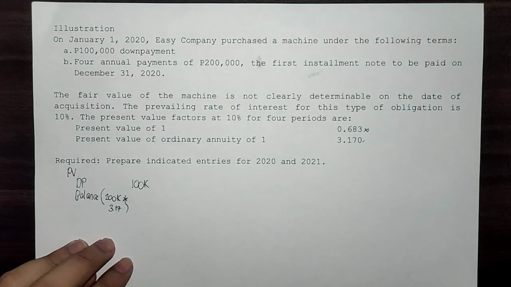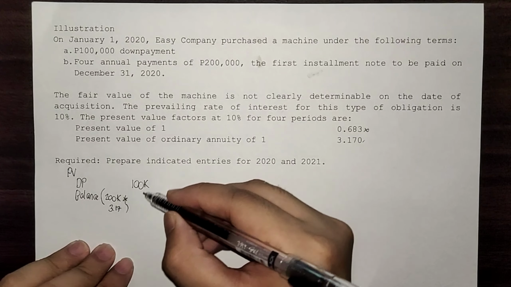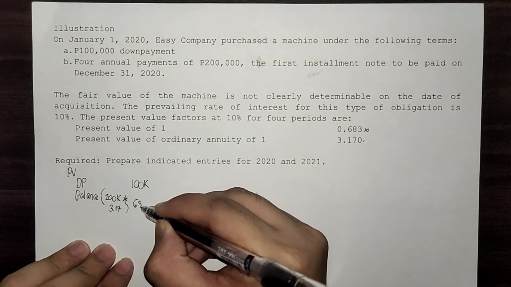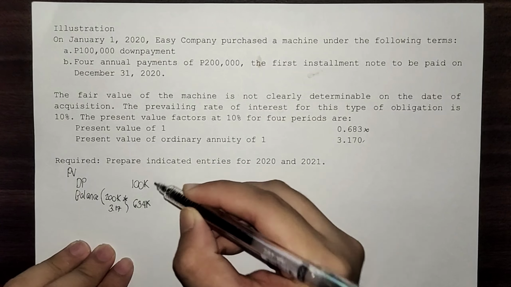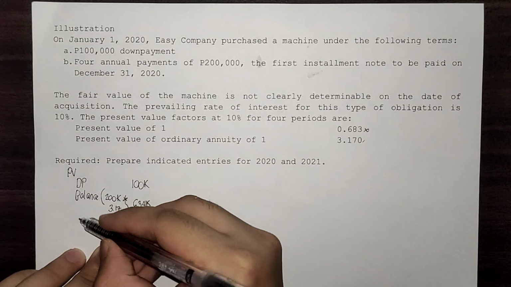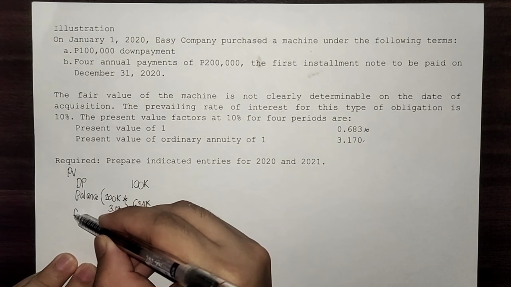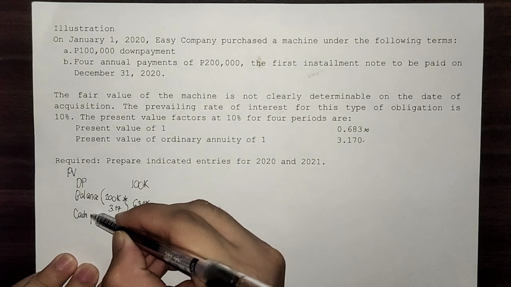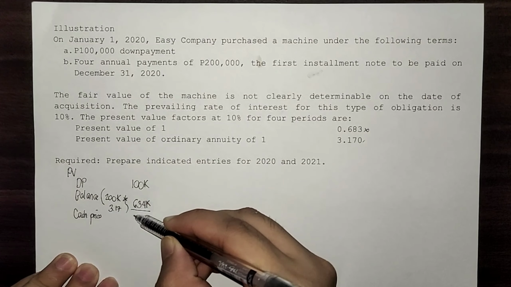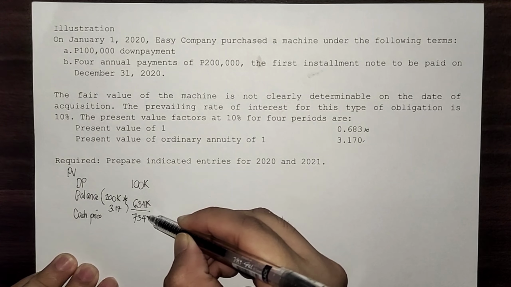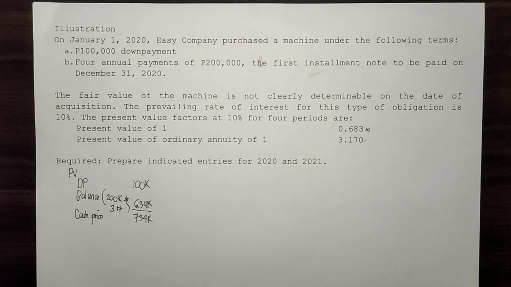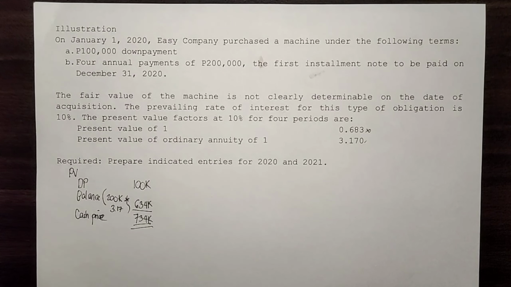So, that is 634,000. Therefore, this is the deemed cash price ng machinery, 734,000. This is the deemed cash price ng machinery, 734,000 pesos.